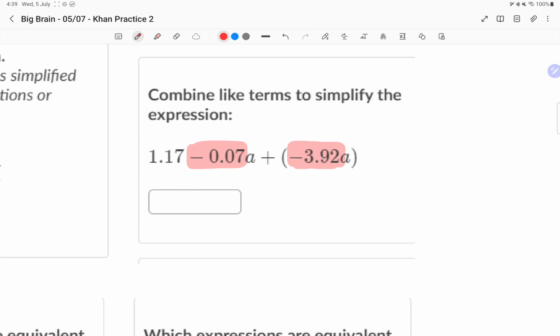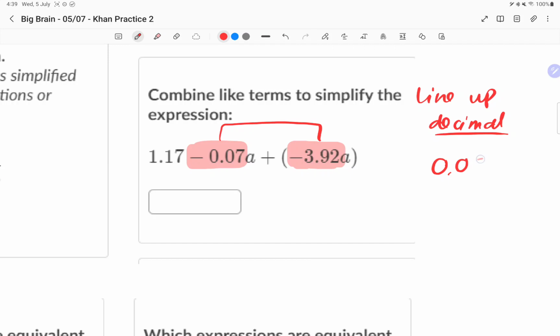No? Solina? No. Alvina? Surely one of you know. Hannah? What was the question again? How do you combine these two decimal numbers? Line up the decimals. Yes, you line up the decimal point, right? So 0.07 and 3.92.